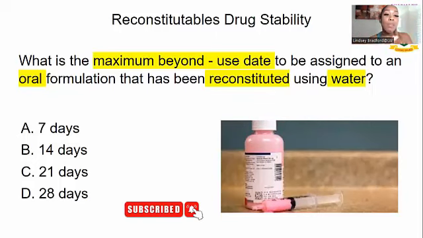It says maximum beyond use date. Maximum beyond use date. I give a very good analogy when we think about the beyond use date of a drug. Now, let's be clear. The beyond use date and the expiration date ain't the same thing, okay? Maximum beyond use date and expiration date are two different things. The maximum beyond use date is given by the compounder, and the expiration date is given by the drug manufacturer.